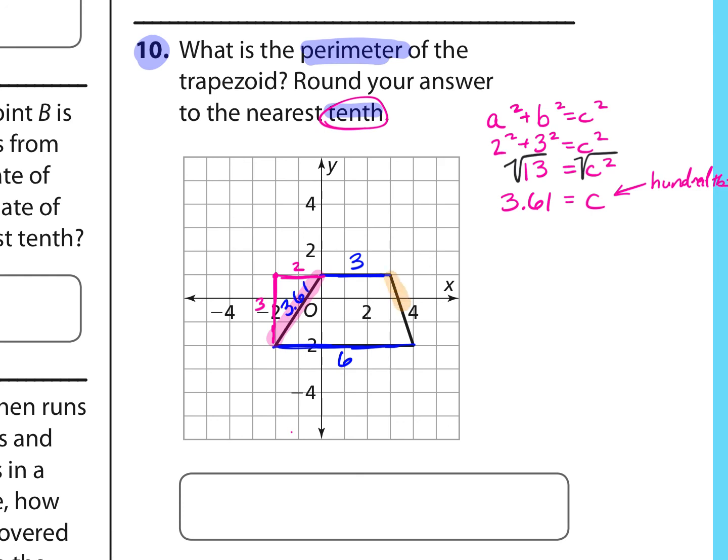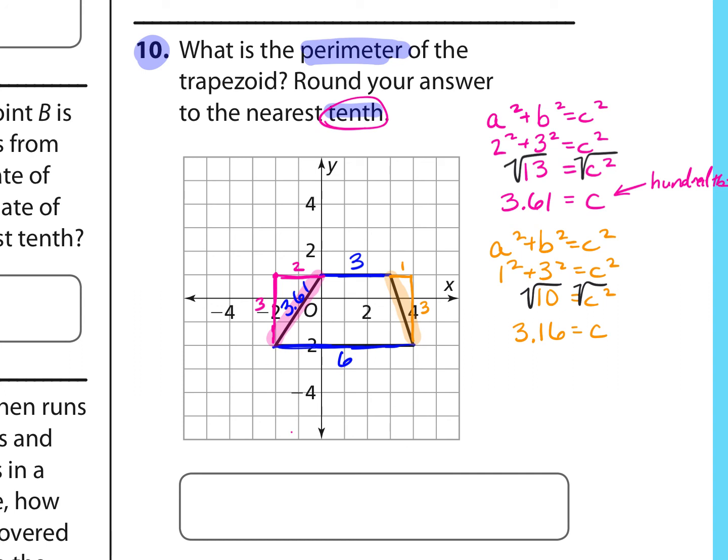Now we want to calculate this measure. So we make a right triangle here. It's 1 unit wide and 3 units tall. And we'll plug into a squared plus b squared equals c squared. So we've got 1 squared plus 3 squared equals c squared. 1 squared is 1 plus 3 squared is 9, so we add them to get 10. Square root both sides to get c by itself, and c is about 3.16.